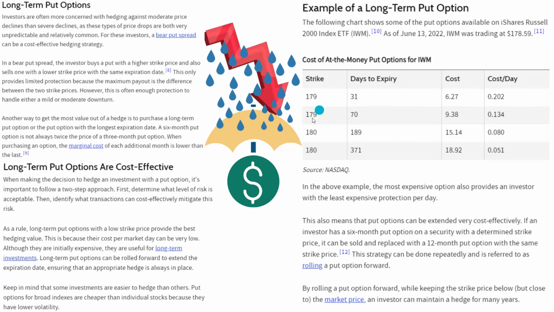Now over here, if you take the 179 strike with 70 days to expiration, you can see that the cost is going to be $938, and this one is costing you about $13 a day. Over here, you choose the 180 strike with 189 days to expiration. This is going to cost you about $1,514 at $8 a day. And over here, you choose the 180 strike with 371 days to expiration. Then you would pay about $1,892, and this would cost you about $5 a day.